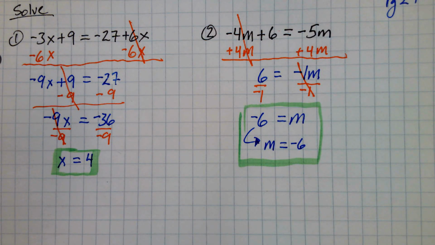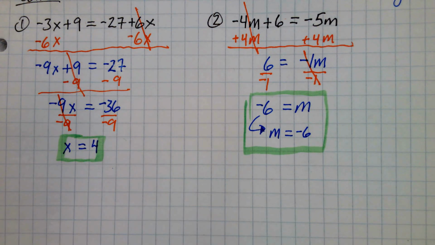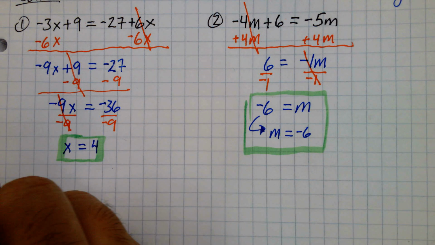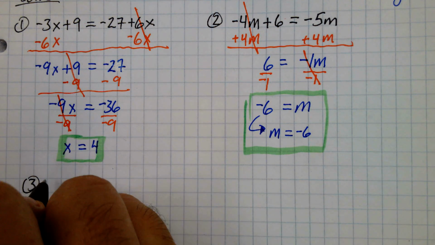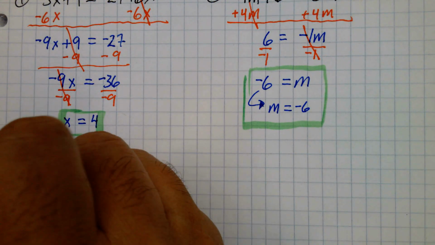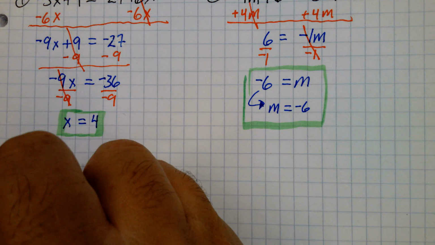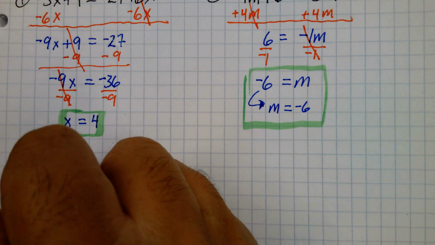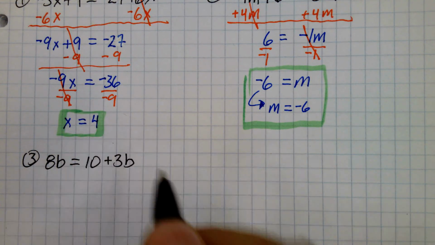Okay? So let's see. I want to see if we did well with that. I'm going to give you another one kind of similar to that. So here's the next one. 8 times b, or 8b, equals 10 plus 3b.